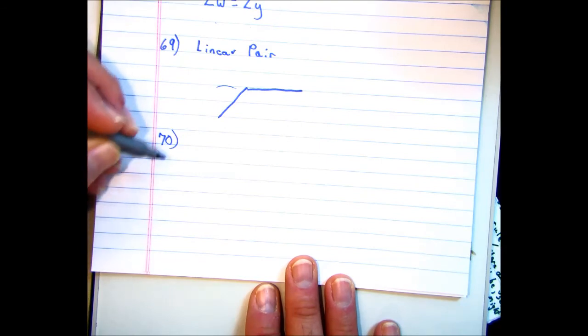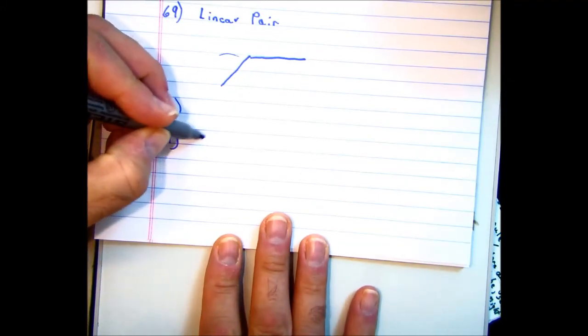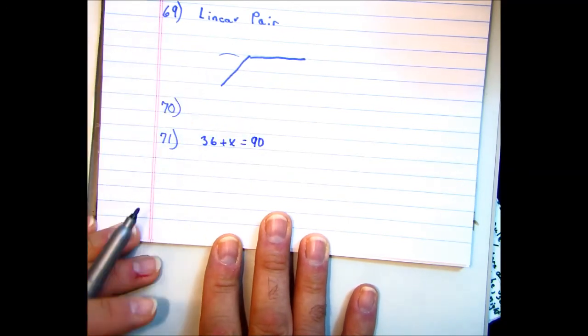71 asks for what is the complement. Hopefully you see the word complementary. Complement means the other angle. So if one angle is 36, its complement isn't that, oh, that's a very nice angle. The complement would be what other measurement adds up to 90, and that would be 54. So you're looking for 36 plus x equals 90.